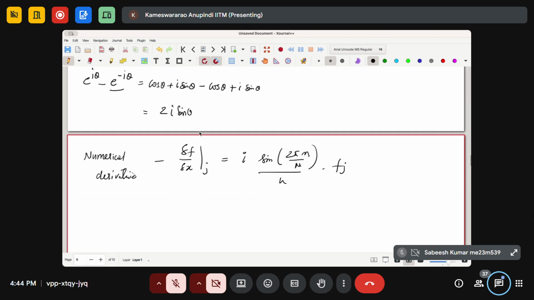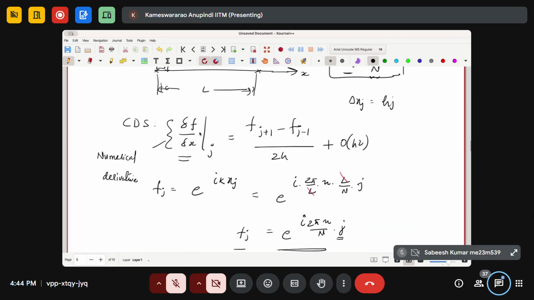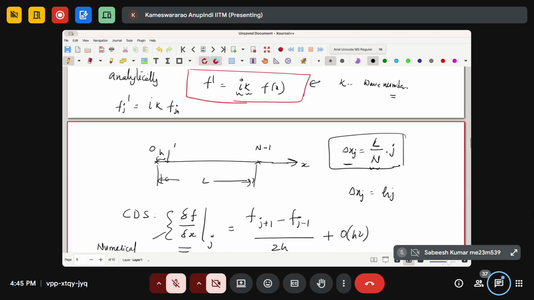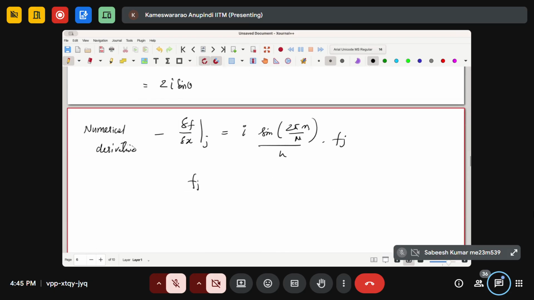Okay, but what did we get for the analytical derivative? The analytical derivative, which we have done before, fj prime was i k times f of x. That means if I were to write it for j, fj prime equals i times k times fj, right? For any grid location, fj prime equals i times k times fj. If I write it just below, fj prime equals i times k times fj is what we got. So here you can see a comparison between the numerical derivative and the analytical derivative.